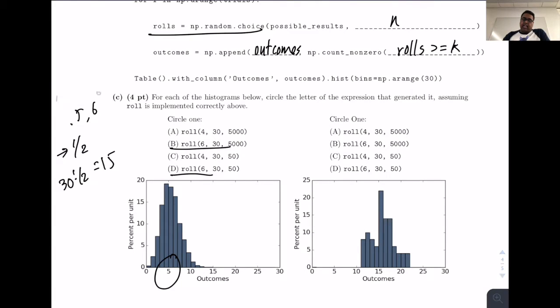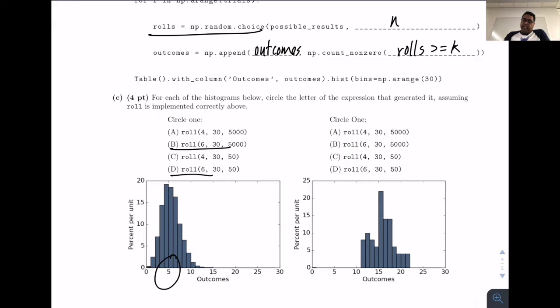But actually, in this case, our distribution is centered around 5, which would lead us to believe that our k wasn't 4, but it was 6, because we're centered around, we really only have one value, which is 6. So 30 over 6 is 5, and we only have one value here. So we know it's either going to be B or D by that logic.